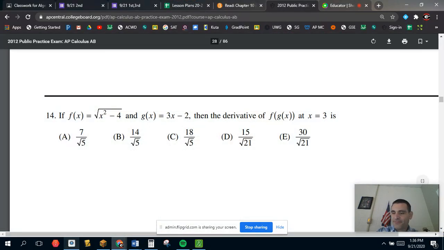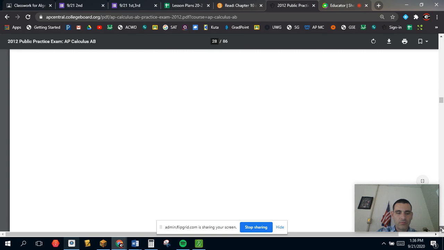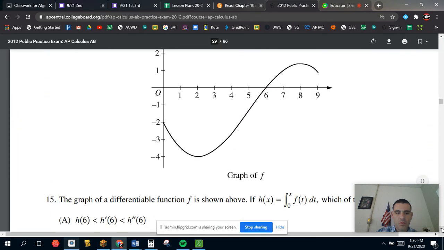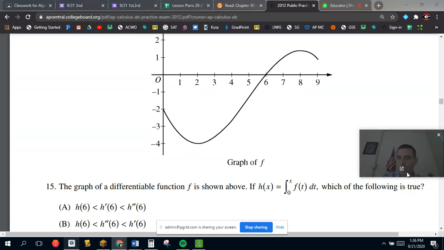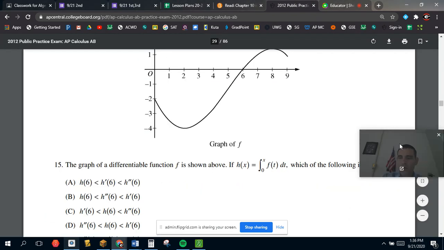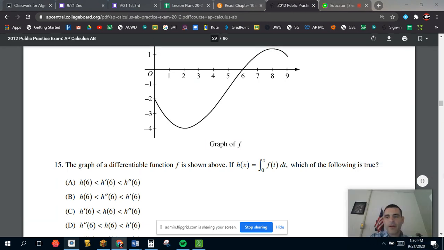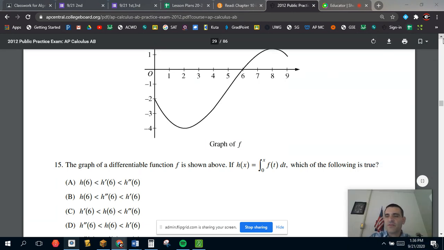Let's look at 15. All right, we'll minimize this just a little bit. Get a picture here. Okay. Oh, this is a fun problem. It says the graph of a differentiable function is shown above. If h of x is equal to the given expression, which of the following is true? So you need the fundamental theorem of calculus here.